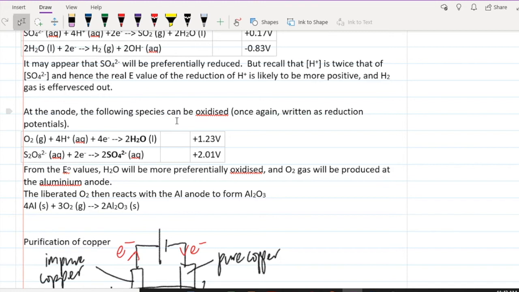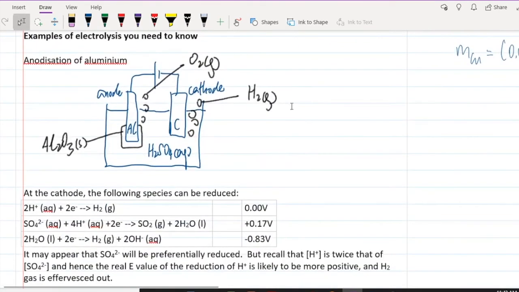The liberated O2 gas then reacts with the aluminium anode to form Al2O3, right? And so note that aluminium is eventually oxidized, but it's not directly oxidized by the application of the electric current, but instead is being oxidized by oxygen, which is a product of the electrolysis of the H2SO4 solution.